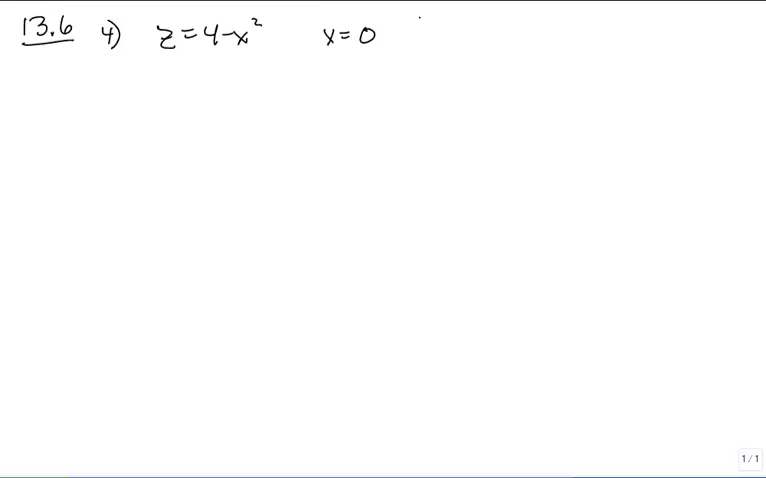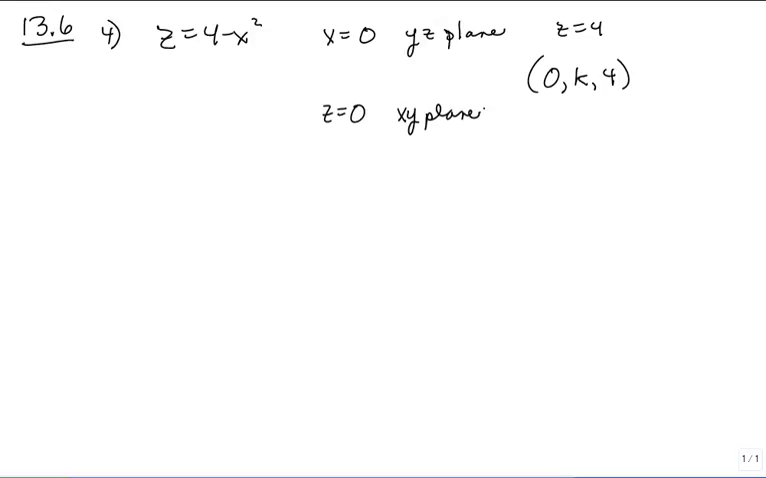X equals 0 is in the YZ plane. We get Z equal 4, so we get the point 0, K, 4, because Y can be anything. If we let Z equal 0, we're in the XY plane. We get x squared equal 4, x equal plus or minus 2, so we get plus or minus 2. Again, y can be anything.